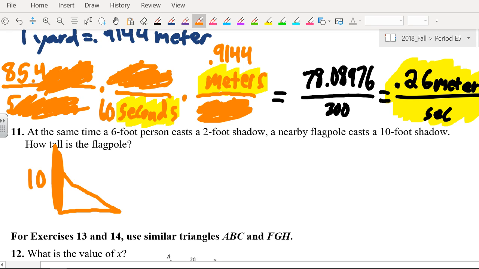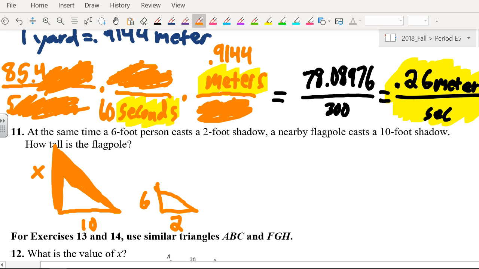So that flagpole is 10, and the shadow is, we don't know. So this is X. Okay, and then the 6-foot tall person is 6 foot tall and has a 2-foot shadow. All right, now who wants to do it?